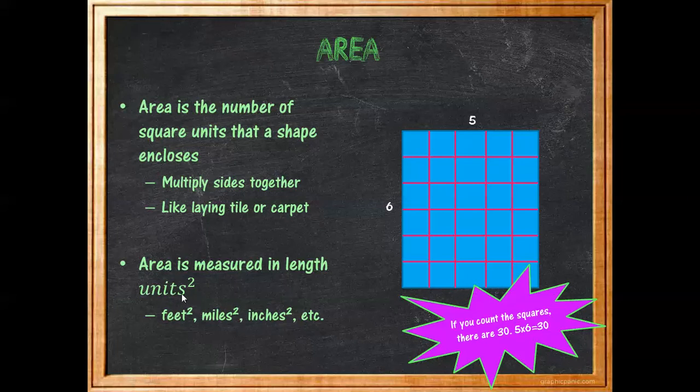Area is measured in units squared. So remember, with perimeter, we just said units. For example, for perimeter, we said feet, miles, inches, etc. Well, with area, we say squared. We say feet squared, miles squared, inches squared, etc.